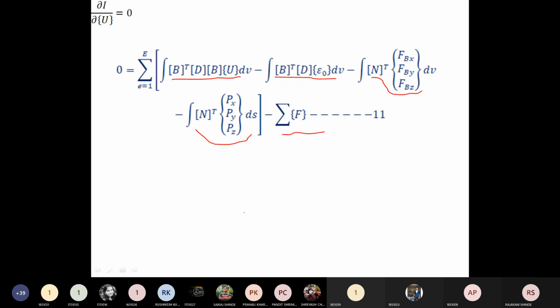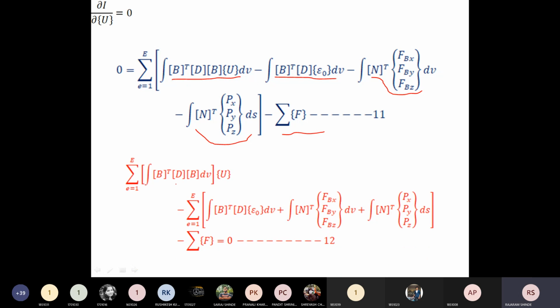Now next one, this is, what we can say, your equation coming from the principle of minimum potential energy when we apply it for a structure. Okay, now what I will do, I will write this equation by taking summation inside this bracket, and I will use separate terms. Okay, now how I have written this one.